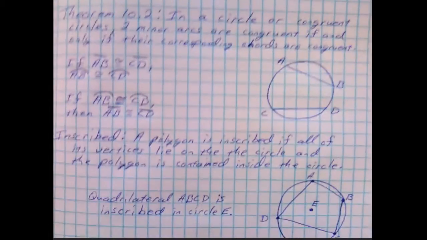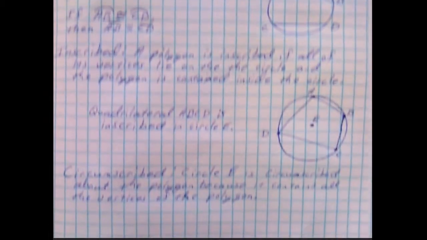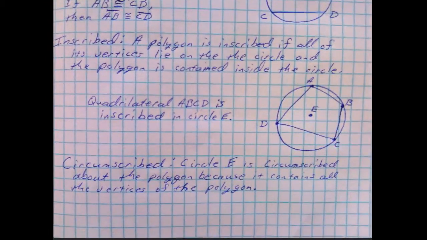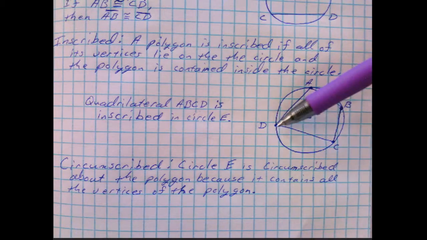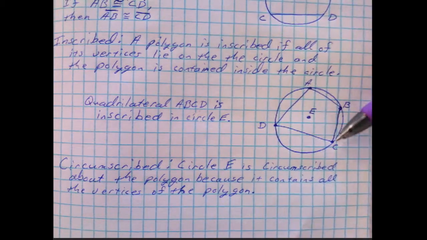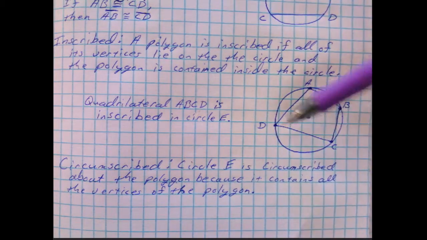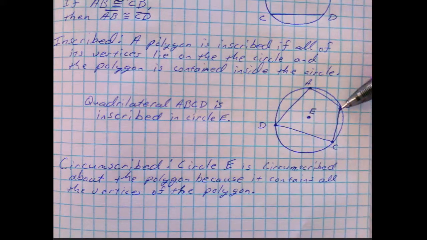Okay, next is some vocabulary. We have inscribed and circumscribed. Inscribed means a polygon has all of its vertices on the circle or the other shape that it is inscribed in. So for this one we have quadrilateral ABCD inscribed in circle E. You'll notice all four vertices are on that circle. Okay, and every piece of the quadrilateral is inside of the circle.